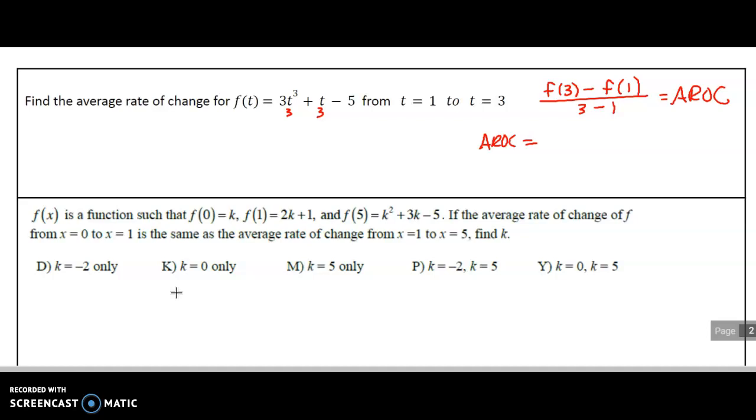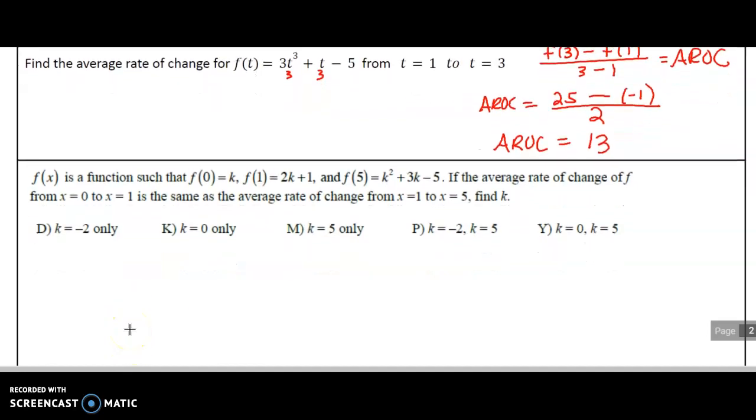27 plus 3 is 30. 30 minus 5, so 25. I plug in 1, so 3 plus 4, 4 minus 5 is negative 1, all over 2. And my average rate of change is 26 over 2, so 13. Okay.